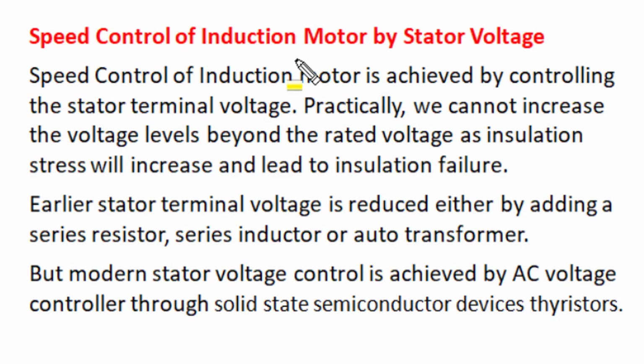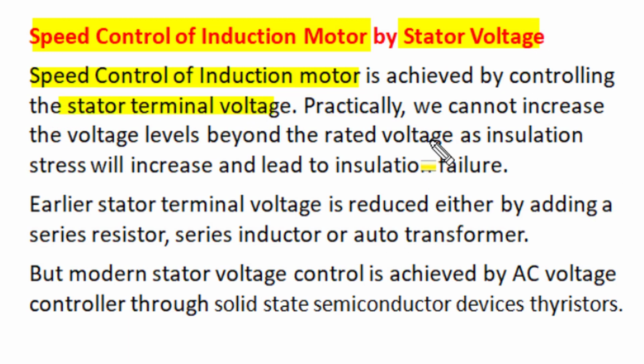The most convenient, simple and economic speed control of an induction motor from the stator side is stator voltage control. The speed control of an induction motor can be achieved by controlling the stator terminal voltage, but practically we cannot increase voltage beyond the rated voltage of the induction motor, as increased voltage will increase insulation stresses on the stator winding, and that may lead to insulation failure. So we can only reduce the stator applied voltage.